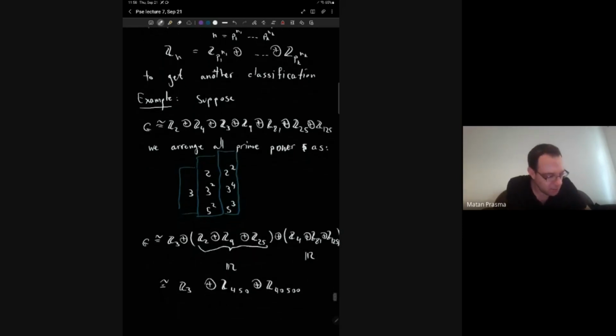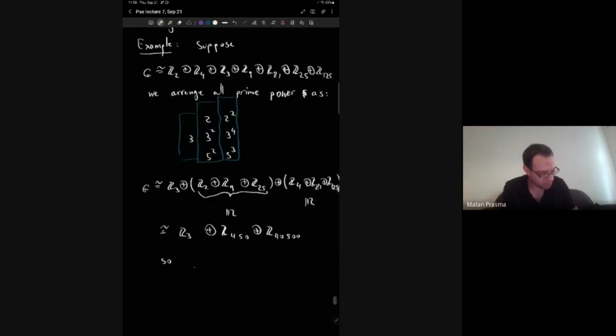Now, the way I constructed the columns is that the product of all the numbers in one column divides the product of all the numbers in the subsequent column, right? Because you have 3 dividing 3 square, for example. And the same is true for the second dividing the product of the third. So 3 divides 450, and 450 divides 4,500.